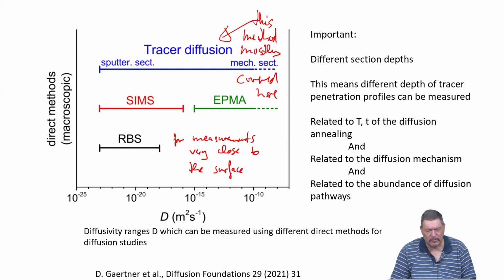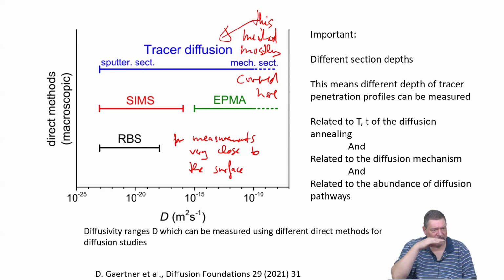We have thus to select or to think of selecting two things, the method which we use, as well as the temperature and time we apply beforehand to have the tracer diffuse in our material. Because we need to estimate how deep is the penetration profile, how far can the tracer atoms diffuse into the material. Is this something like micrometers or is this something like nanometers? And this will then determine which method you have to use, because you need a certain good number of points in the diffusion profile to make a mathematical fit.